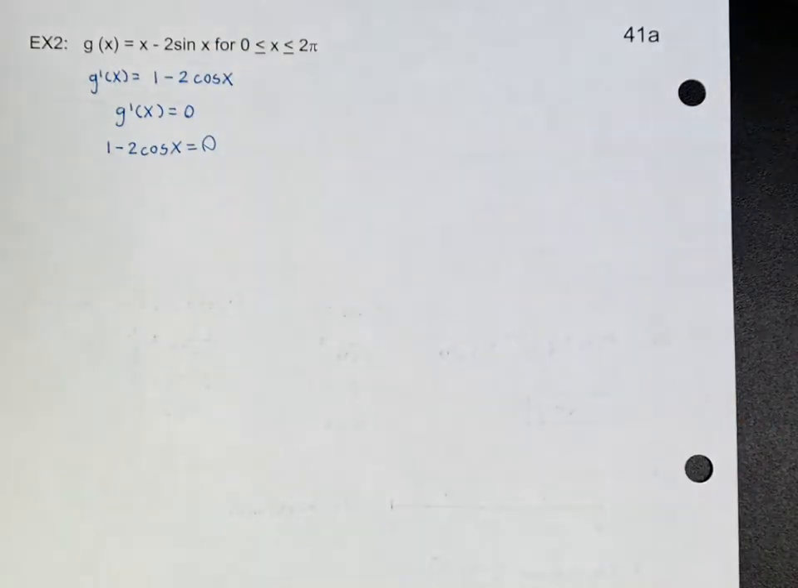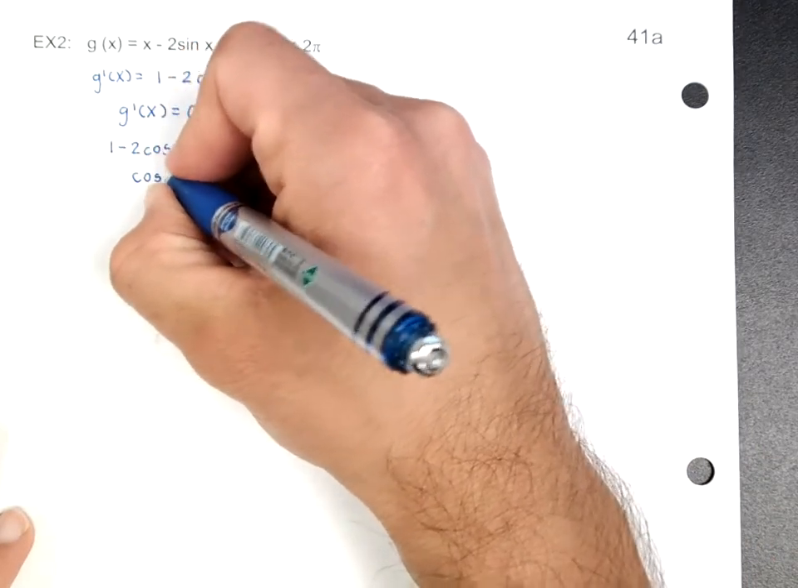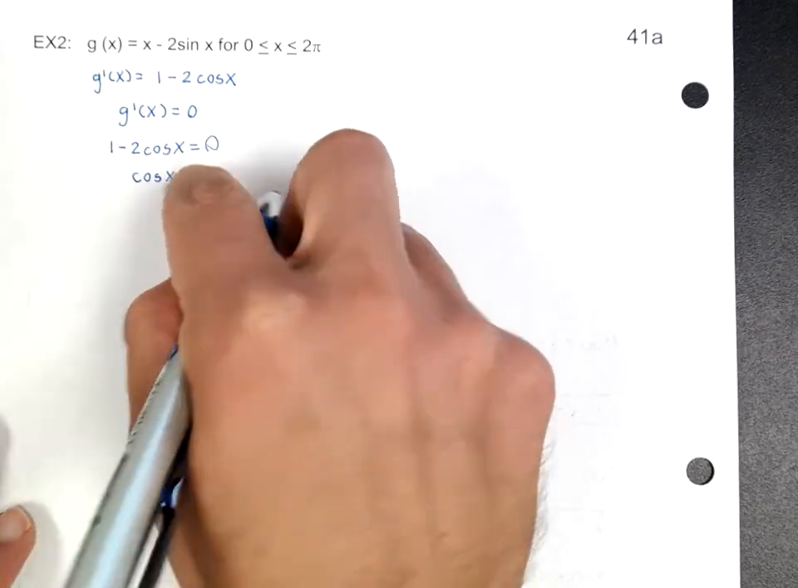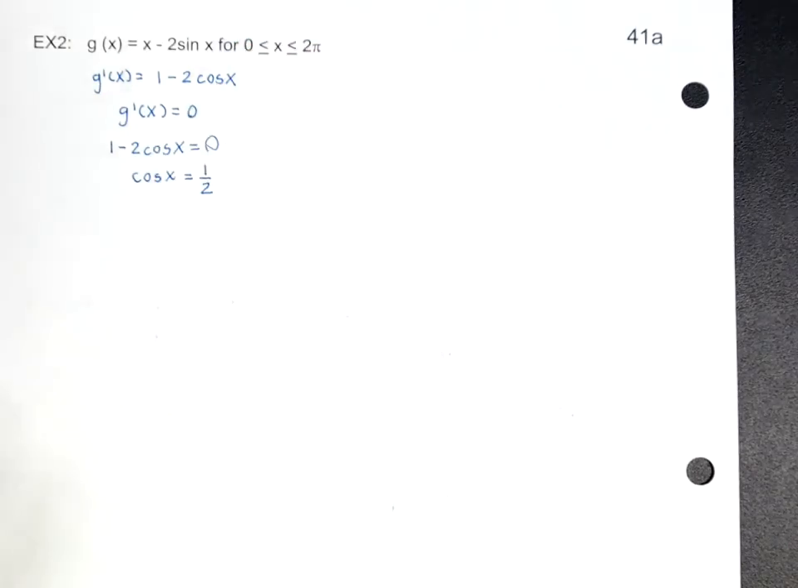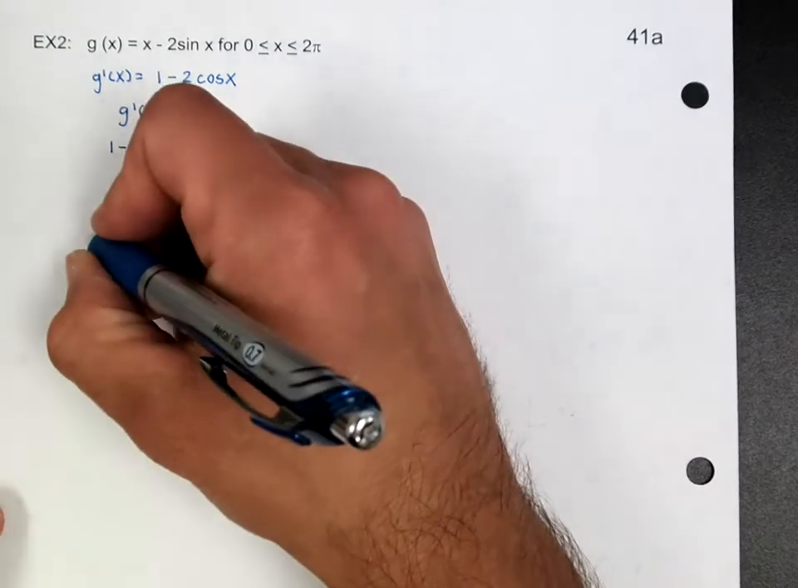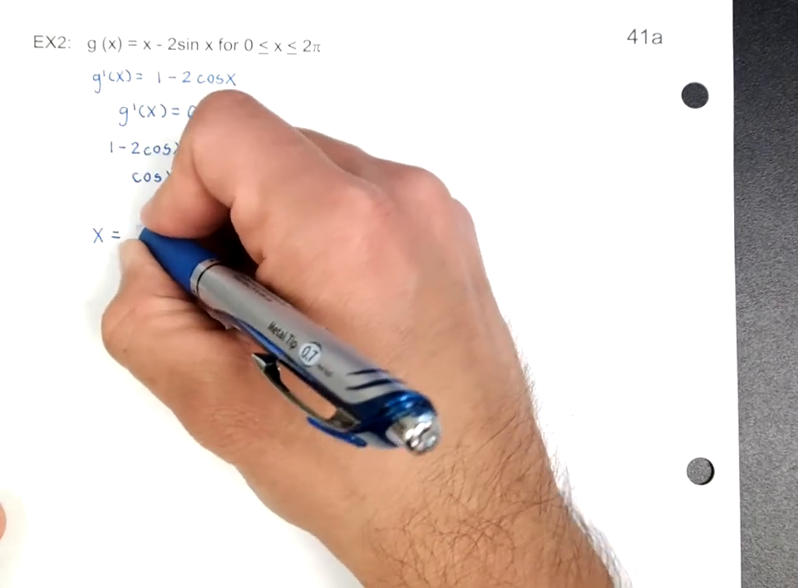Okay, and if I set my derivative equal to 0, I'm going to try to solve for x. So if I subtract the 1 from both sides, and divide both sides by -2, I would get the cosine of x is equal to 1/2. Now again, you should not need to use a calculator in this. And now all you have to think about is, where is the cosine of x equal to 1/2? Hopefully you find out that this happens at pi over 3.